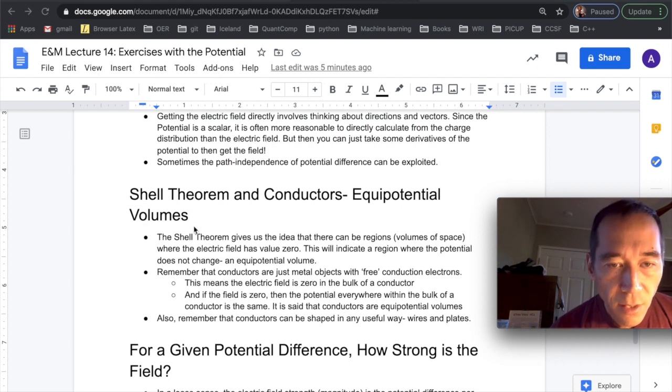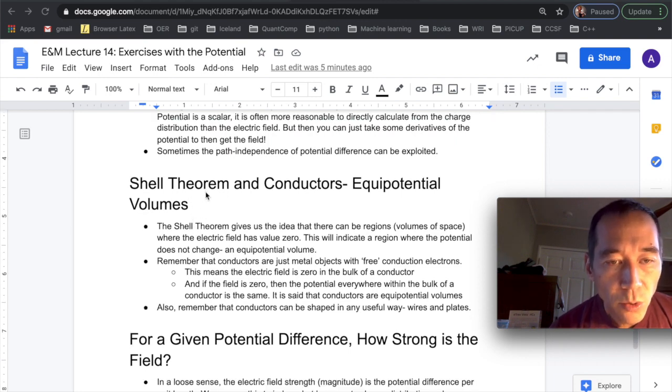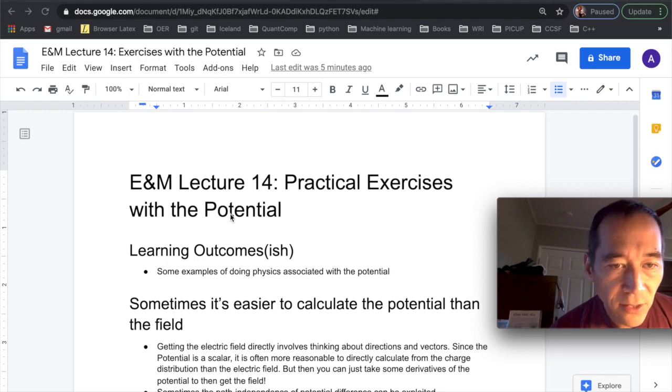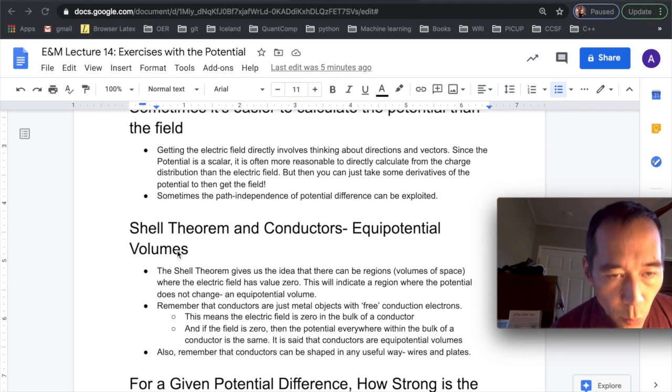Okay, so moving on. I'm going to do some practical exercises with the potential when thinking about the shell theorem. So we're going to calculate how the potential changes or does not change in the cases of using the shell theorem, and also thinking about how special conductors are. And we're going to get an idea that I'm not sure why I don't see that often in books, but this notion of an equipotential volume.